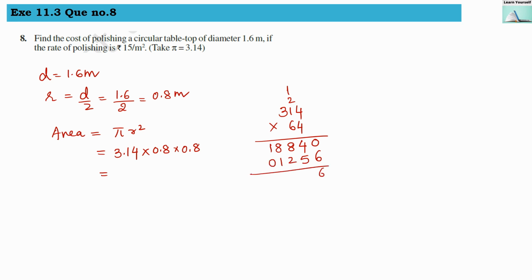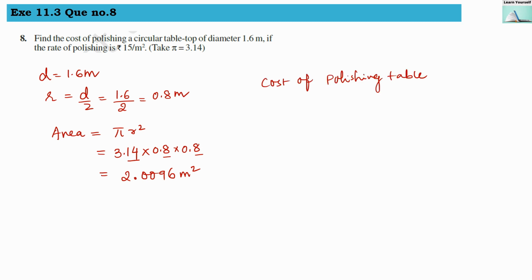So we got here 6, then 9, 10, 1 will be carry over, again 10, 1 will be carry over, and 2. Now here how many decimal points are we going to count? So 2 plus 1 plus 1. So 4 decimal points. So let us start from the 1's position. 1, 2, 3 and 4. So 2.0096 will be the area, and that is going to be 2.0096 meter square.